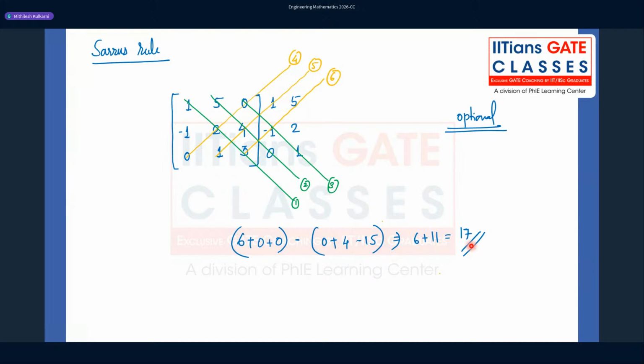Okay. So, Sarrus' rule will also give you the same answer as the normal method. So it's okay to use the normal method itself. This is just an optional method which you should know. That's all. Does anyone have any doubt in this Sarrus' rule?